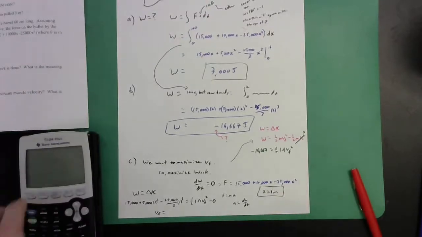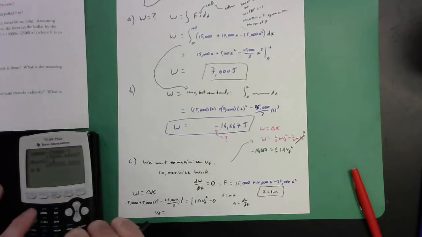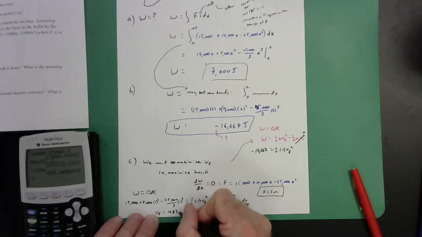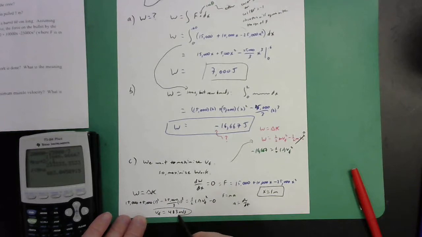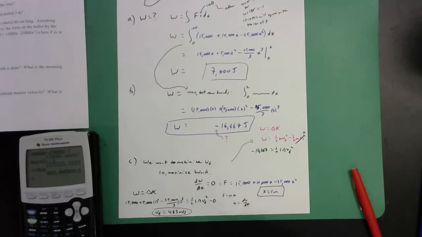When I do that algebra, I get 15,000 plus 5,000, 20,000, minus 25,000 divided by 3, which gives me 11,667. That's equal to 1/2 times 0.1 times v squared. So I'm going to multiply by 2 and divide by 0.1, and then take a square root. I get that final velocity to be 483 meters per second. That is the maximum velocity I'll get out of this function. All right, so that's that.